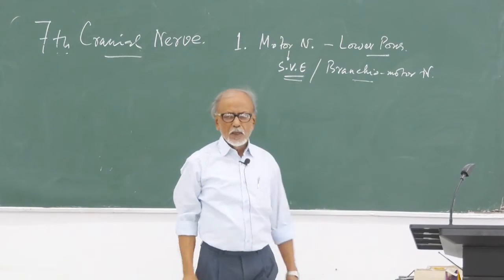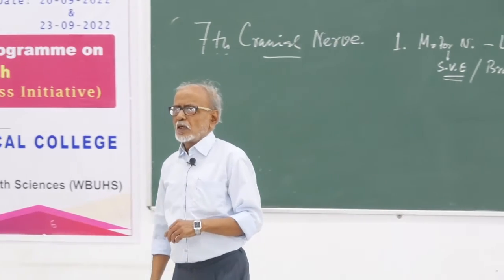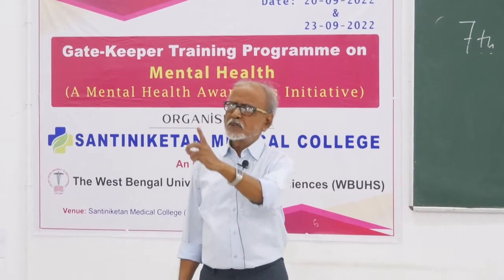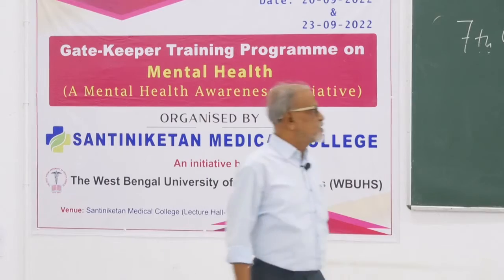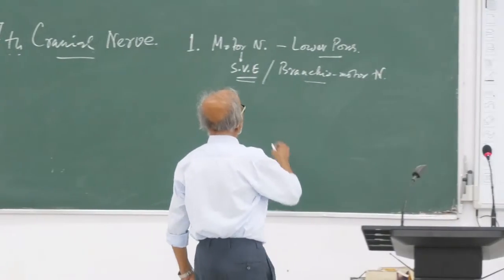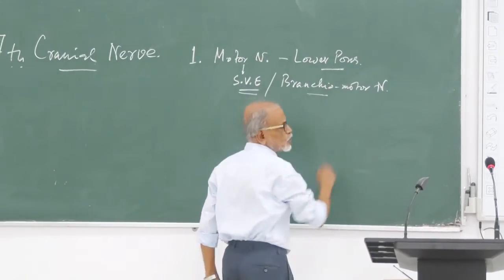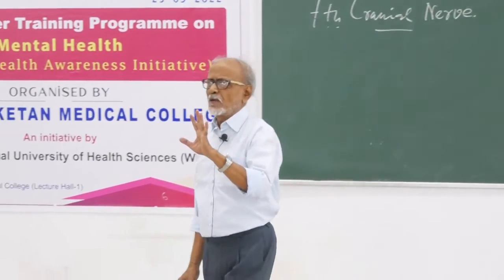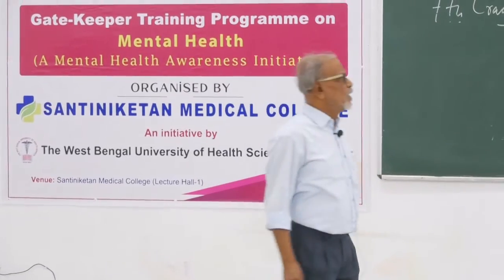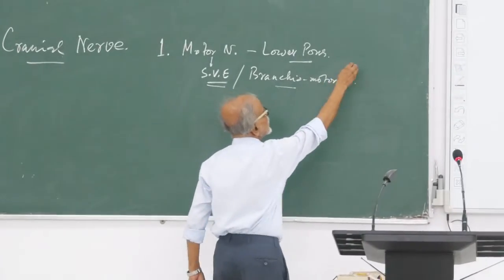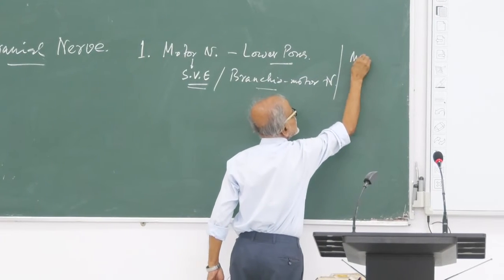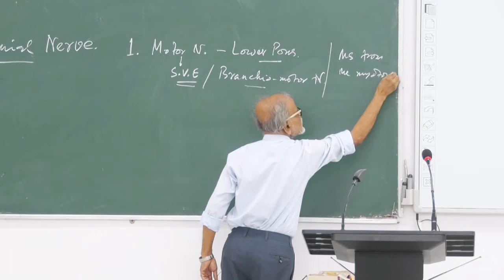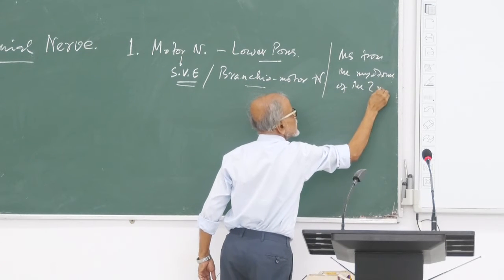That means the fibers from this nucleus will be supplying muscles derived from the second pharyngeal arch. So see, from one place we can deduce so much. The functional type of this nucleus is special visceral efferent or branchiomotor. It will be supplying all the muscles developing from the myotome of the second arch.